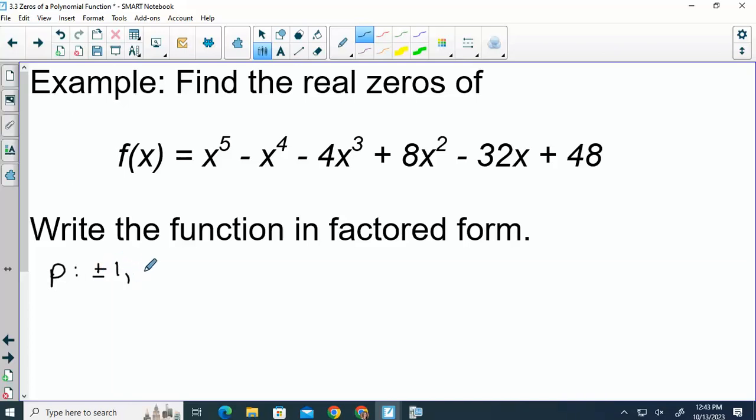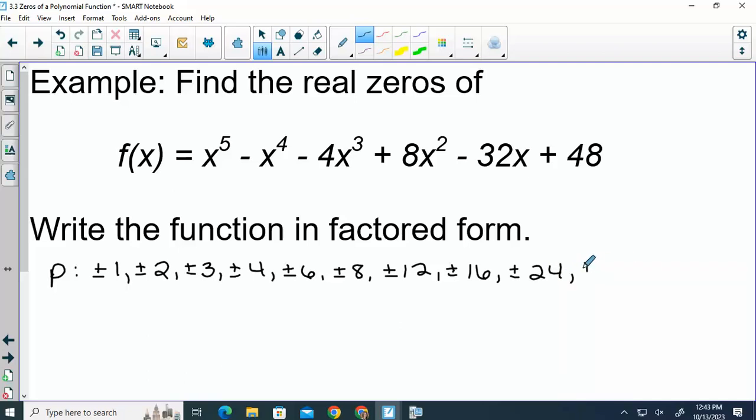Plus or minus 1. Plus or minus 2. There's some bugs, aren't there? So we can do 6 and 8, 4 and 12, 3 and 16, 2 and 24, 1 and 48. And if you need to put those, plus or minus 1, plus or minus 48, I don't care what order they're in, as long as you get them all down.